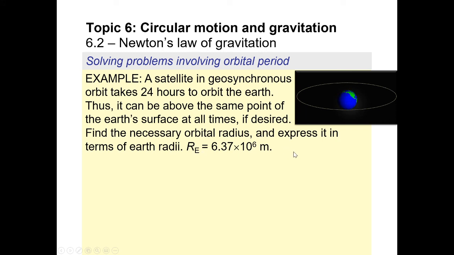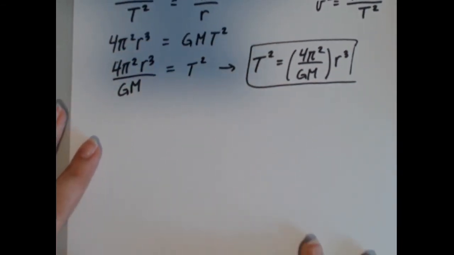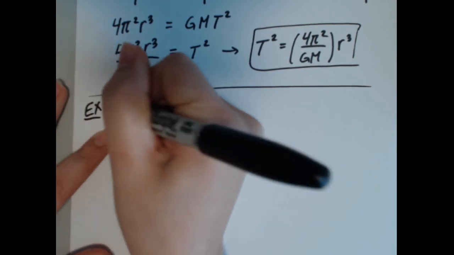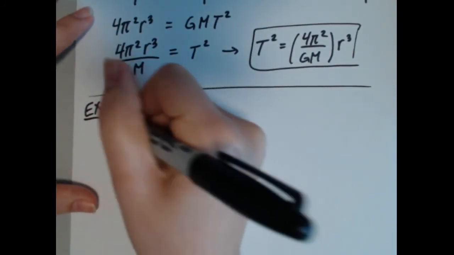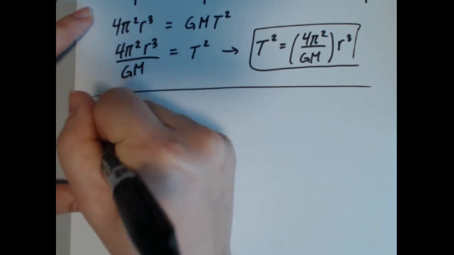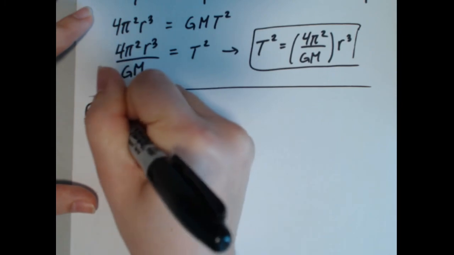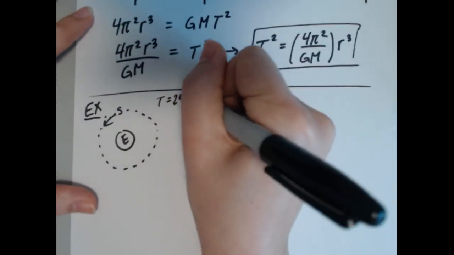Okay, so to find the orbital radius, let's go back to webcam mode here. All right, so moving on. So now we're in our next example. So we know that this satellite is in geosynchronous orbit. So we've got the Earth, we've got some kind of a satellite that's orbiting around the Earth. Okay, now it's taking 24 hours to orbit around the Earth once.